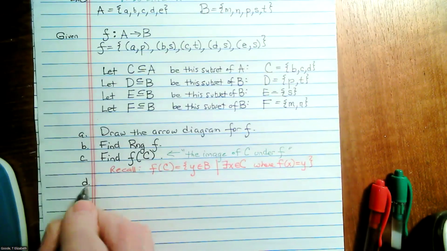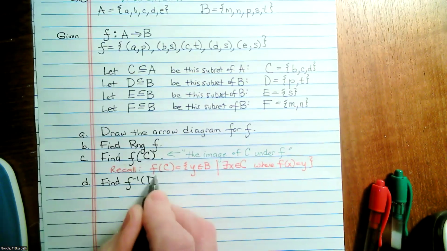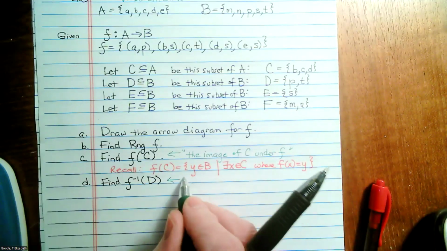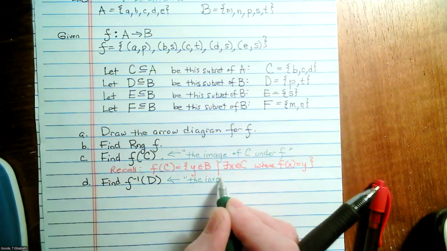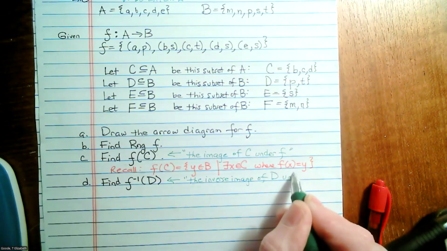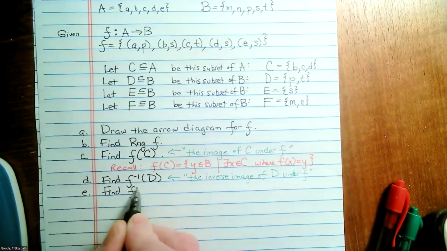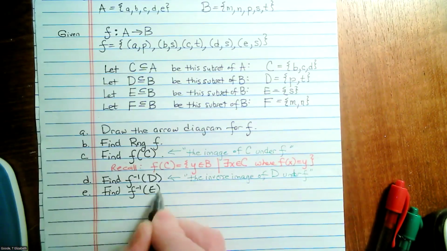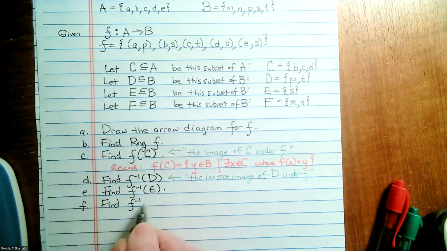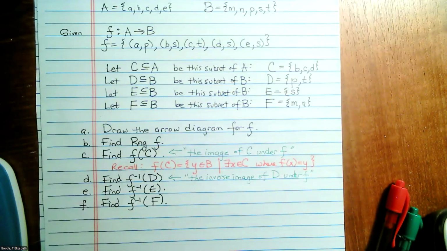And then D, find the inverse image, F inverse of the set D. This is called the inverse image of D under F. We just did the inverse image, so you can probably do this one fine. But I also want you to find the inverse image of E under F and find the inverse image of set big F under F. Okay?